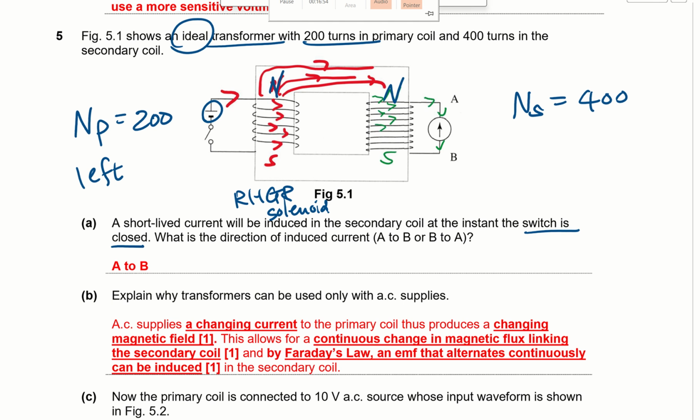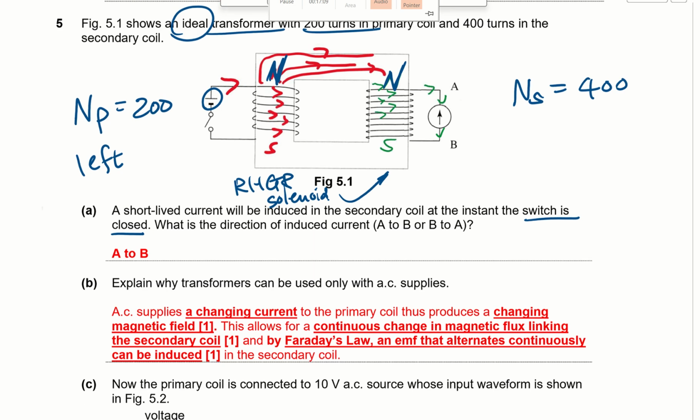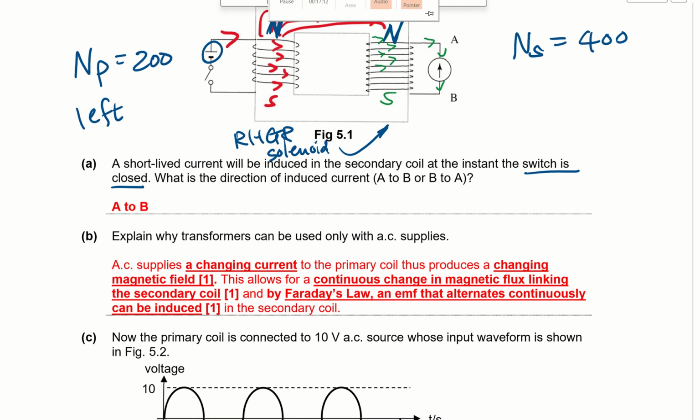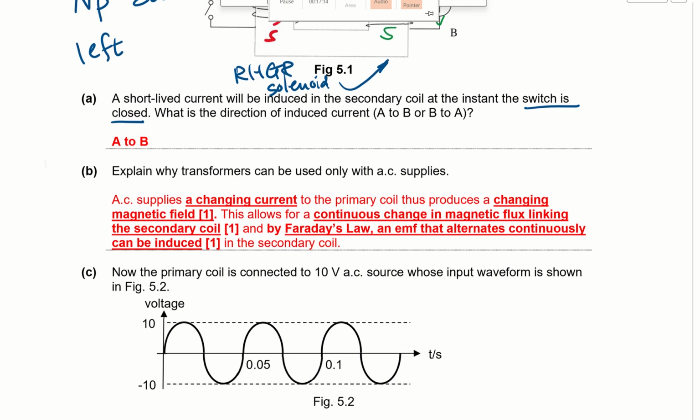The direction of the induced current is such as to oppose the change producing it. To oppose, since here is a north, then it will be a north here. Then again you apply right hand grip rule for solenoid and you'll be able to find the direction of the induced current.